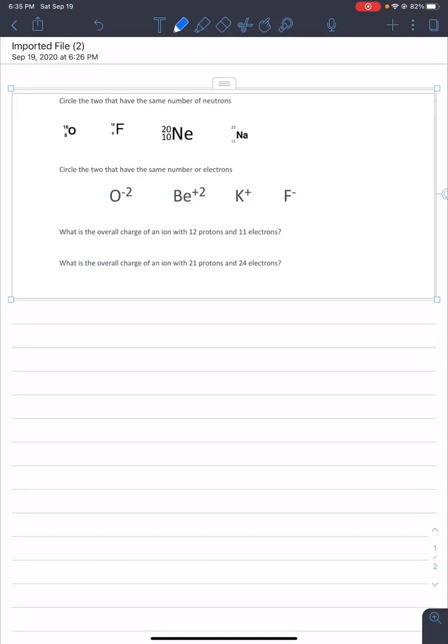Alright guys, here we are. This is on, I think, the second page of your worksheet. We're going to go through some of these problems.